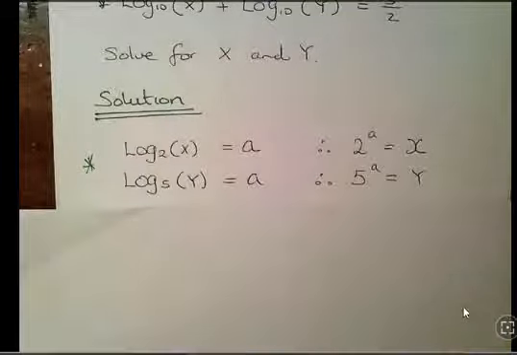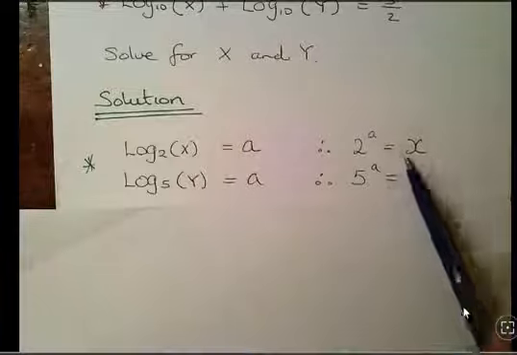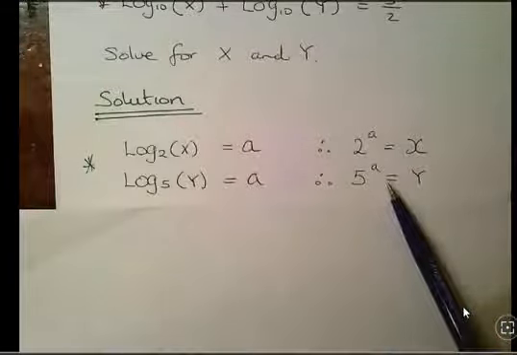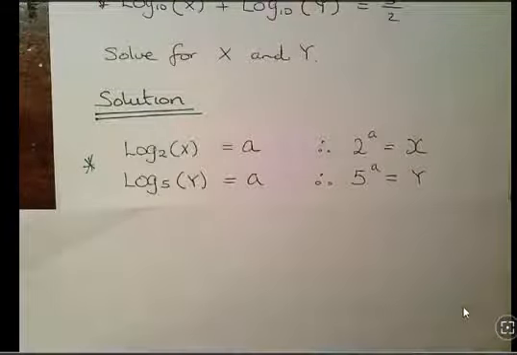Okay, so I have log of x to the base 2 is equal to a, so therefore I can re-express that as 2 to the a equals x and 5 to the a equals y. Okay, so we're just moving along nicely.